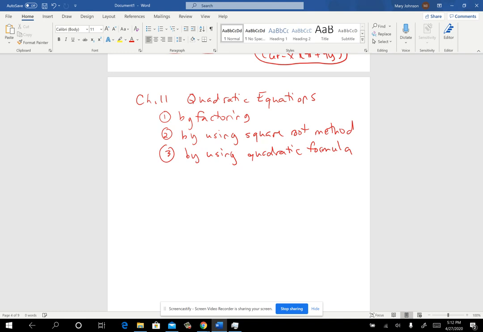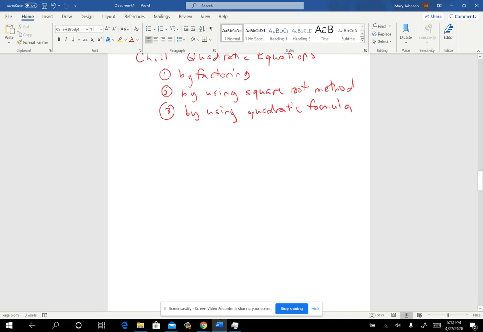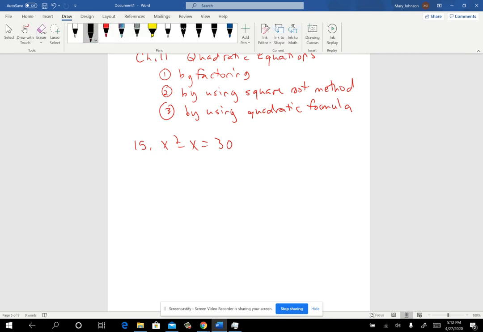Okay, so I want to do an example of each of those. So we'll look at number 15. So that was the solve by factoring. Remember, you need equal to 0. You need equal to 0 for this one, and you need equal to 0 for that one, for the quadratic formula or factoring.